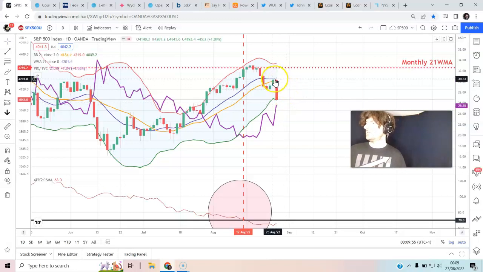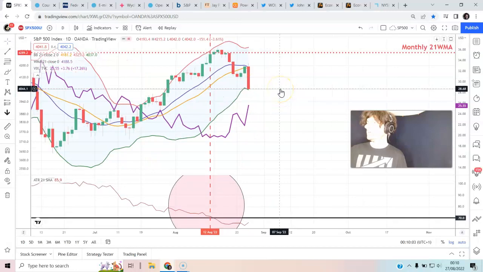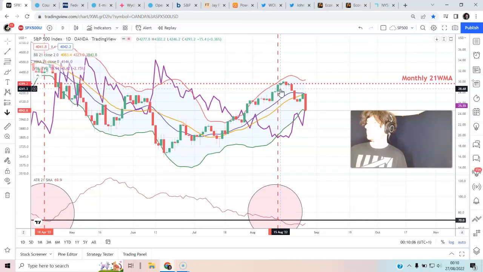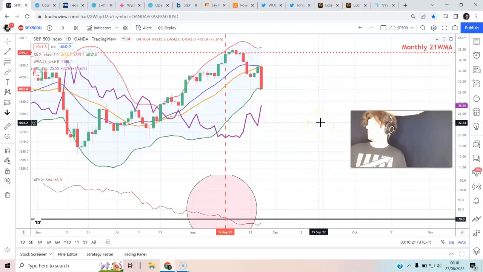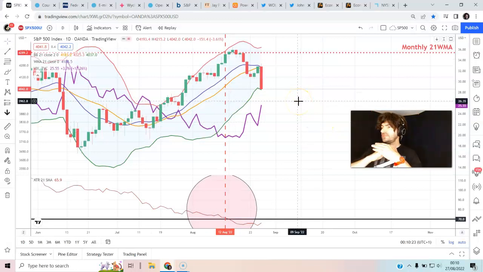Significantly as well, the 21 weighted moving average started coming down and almost crossing below the basis there. Previously we had it crossing below back in June, but obviously it's a lagging indicator, so it did that slightly later than price crossing. Anyway, so we come basically to resistance at these 2 moving averages.